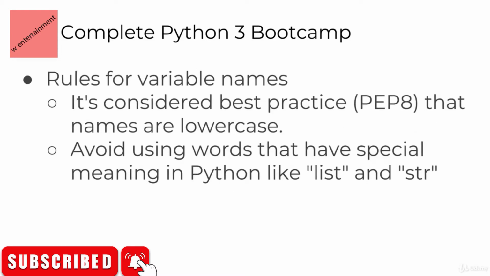A few more rules about variable names. It's generally considered best practice, according to PEP 8, that names are lowercase. Now, there are situations when you become a more advanced programmer where you're going to want to have global variable names in all caps that are used throughout your code. But right now, in general, we'll want to keep all our names lowercase. And we'll also want to avoid words that have a special meaning in Python. And these are built-in keywords like list or str for string.